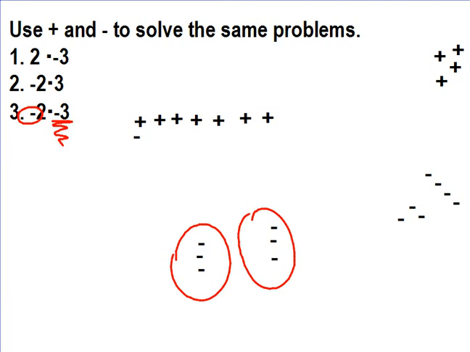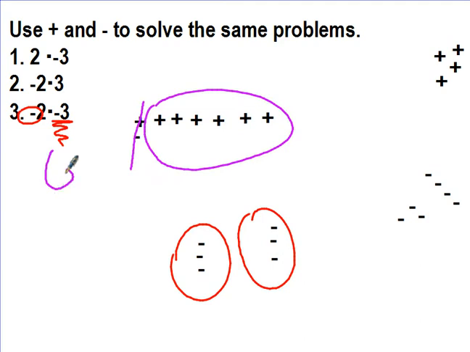Now I look and see what I'm left with. These cancel out and are still 0. I'm left with 1, 2, 3, 4, 5, 6. So negative 2 times negative 3 is a positive 6.